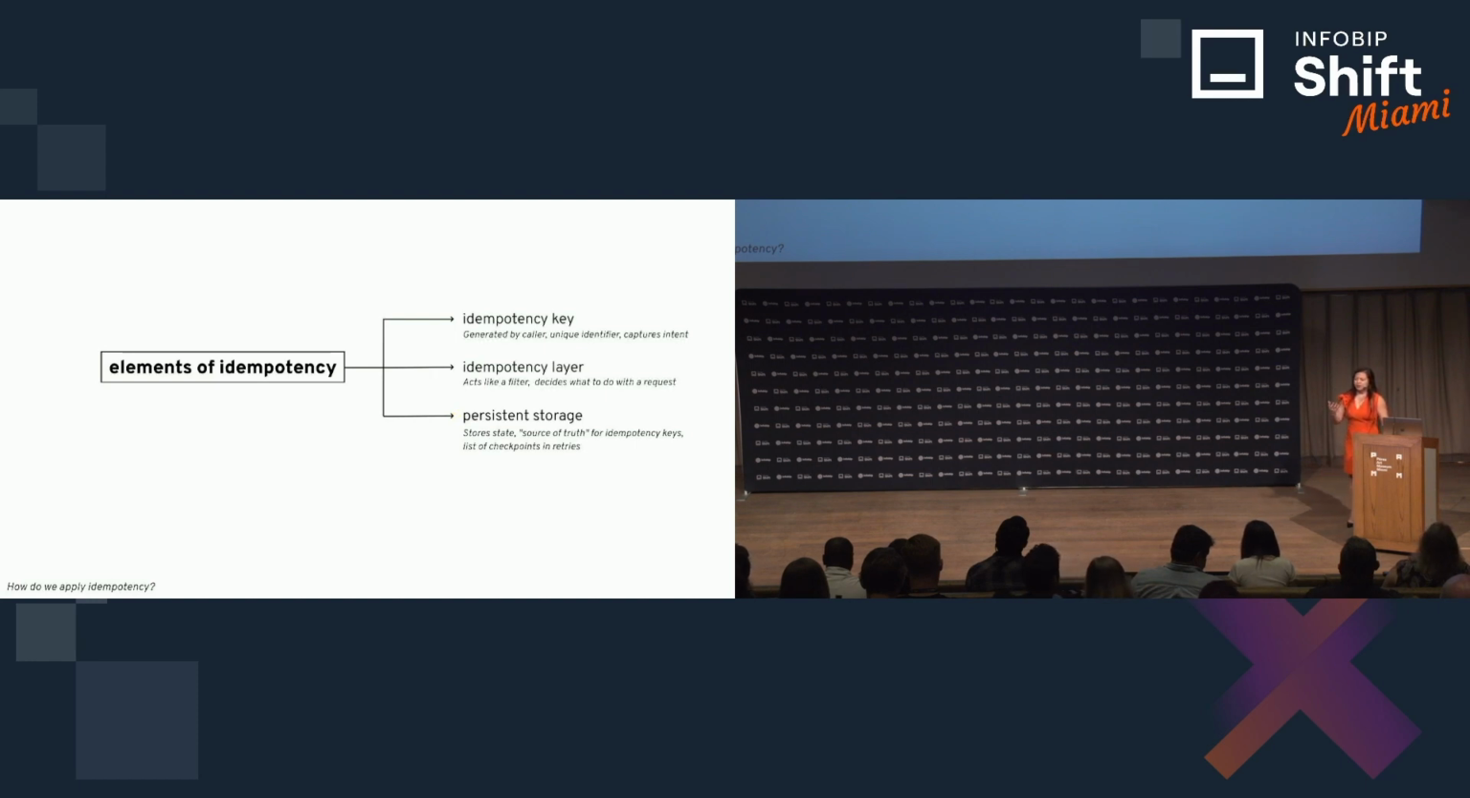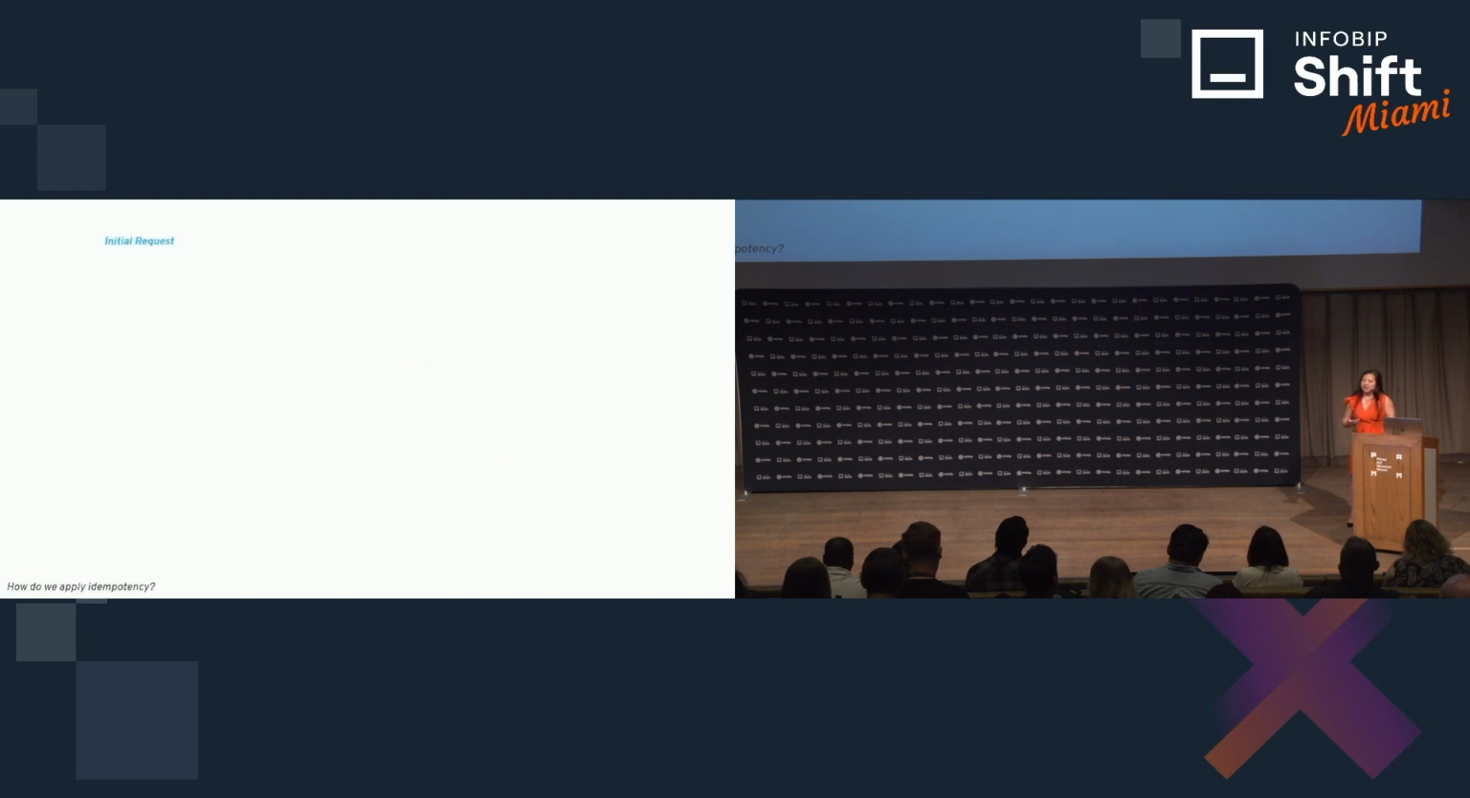So now that we know these are the three elements of idempotency, we need a key, we need an idempotency layer to know what to do with it, and we need some sort of persistent storage that tells us what our source of truth is. Let's go back now to that particular example and see how we can apply idempotency.